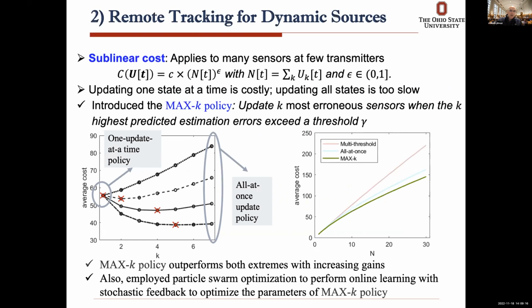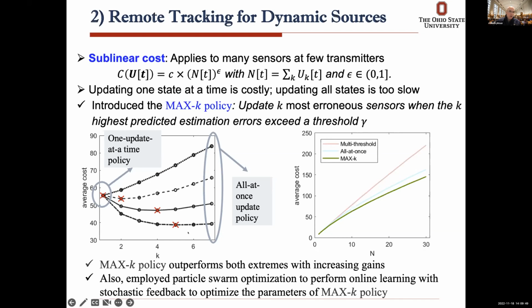This new policy is called the max K policy. What it does is it updates the K most erroneous sensors. If K is 1, then once there is an error in one of the estimates, you make an update. If K is the total number of sensors, then you would wait for everybody to be sufficiently erroneous, which might be too much to wait. So both of these extremes turn out to be not good. K needs to be somewhere in between.